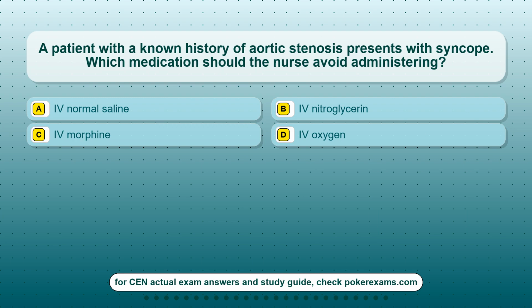Question 22. A patient with a known history of aortic stenosis presents with syncope. Which medication should the nurse avoid administering? Option A, normal saline. Option B, nitroglycerin. Option C, morphine. Option D, oxygen.